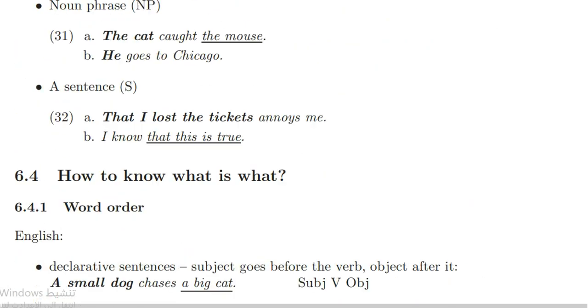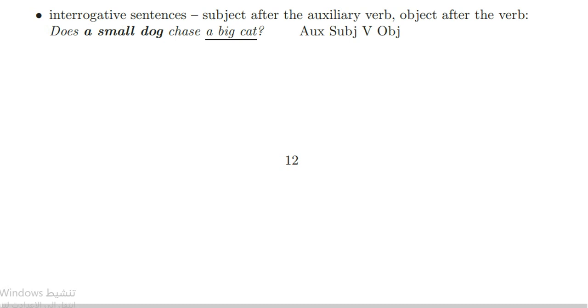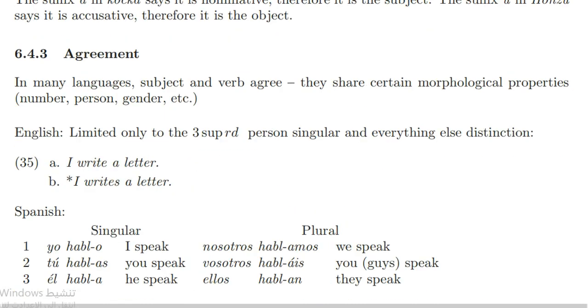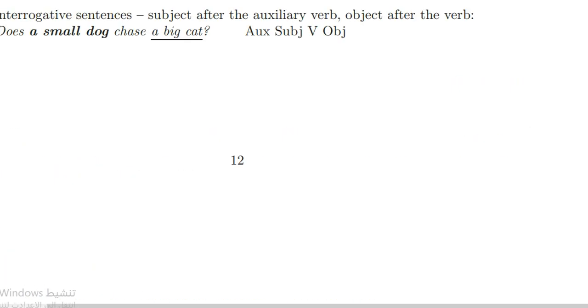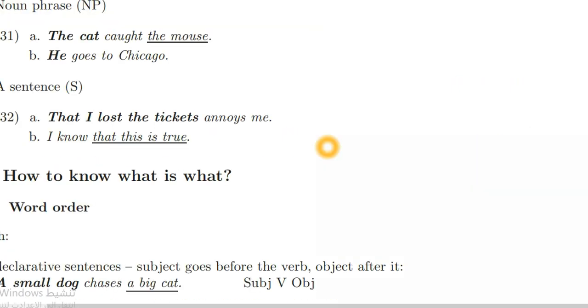Okay, so here we also have another part down. We need to understand something about how to know what is what. So word order: a small dog chases a big cat. This is the order that we have to understand for a declarative sentence. I don't think this is so important to you, but you have to have a look at it.